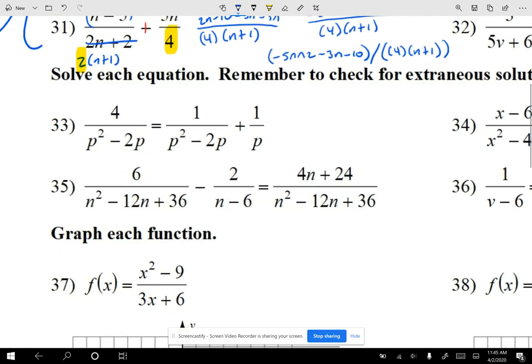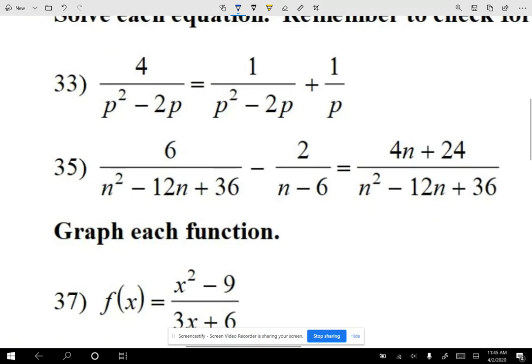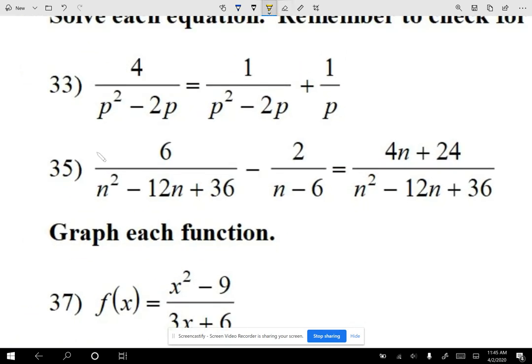Now let's take a look at solving equations. First, I look at my denominators. So my focus is on my denominators. You see if I can factor things out. From the first one, I'm going to factor a p, so I get p minus 2. On the second one, I'm going to factor a p, so I get p minus 2. Here, I just have a p.